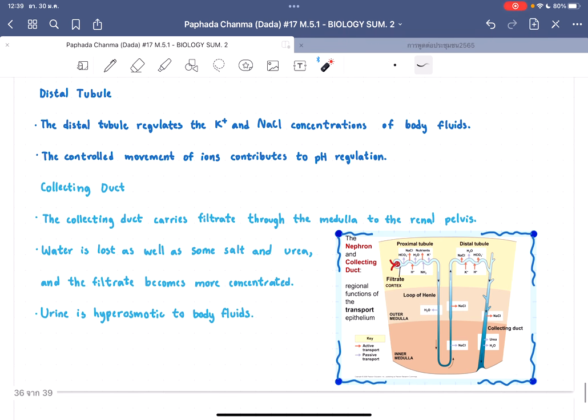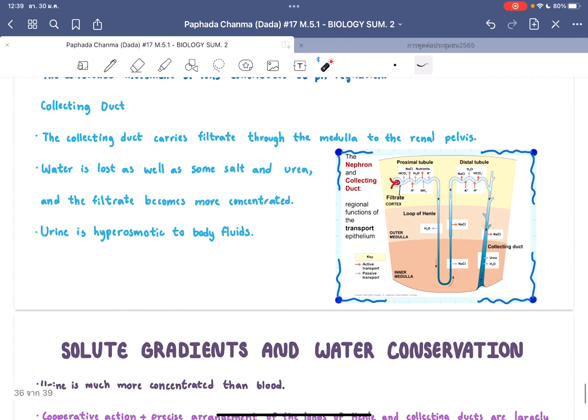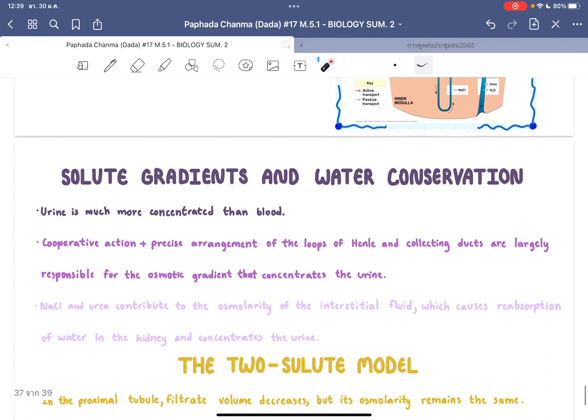Distal tubule. The distal tubule regulates the K+ and NaCl concentrations of body fluid. The controlled movement of ions contributes to pH regulation. Collecting ducts. The collecting ducts carry filtrate through the medulla to the renal pelvis. Water is lost, as well as some salt and urea, and the filtrate becomes more concentrated. Urine is hyperosmotic to body fluid.